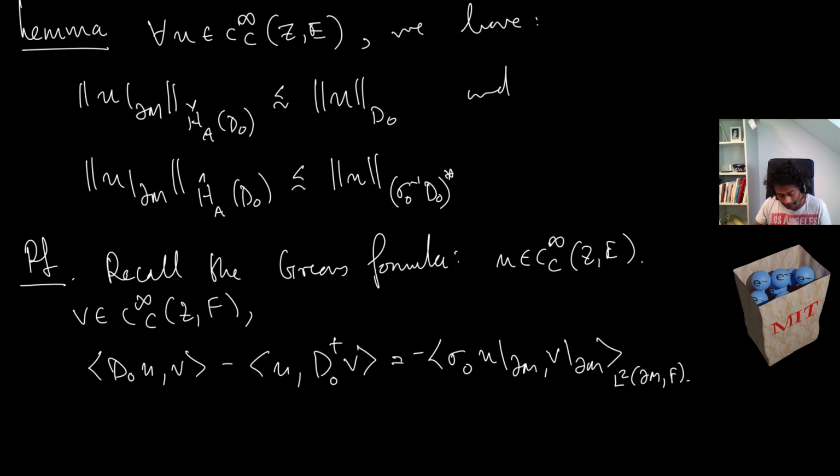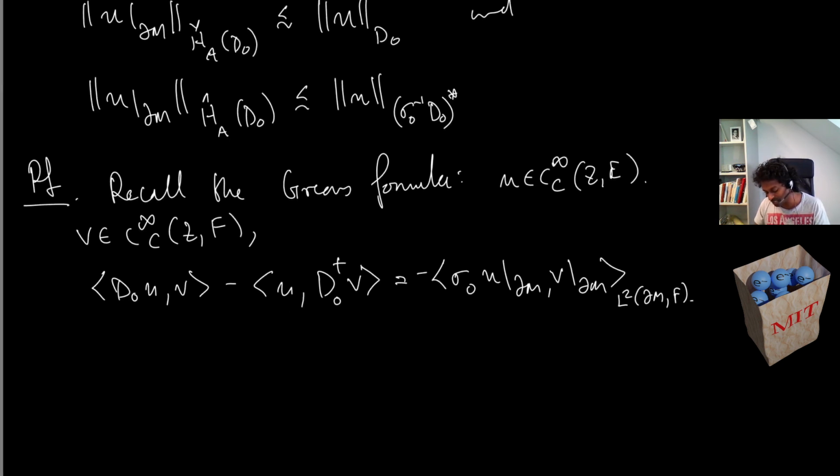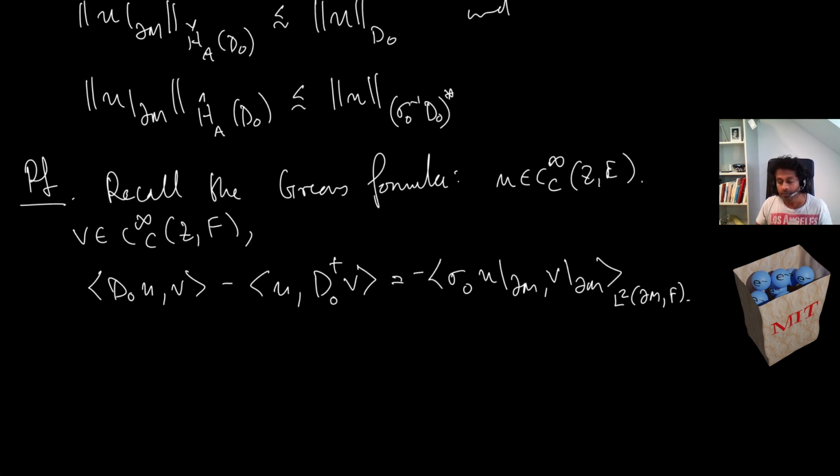Unfortunately, I sort of skipped over this at earlier stages, but I guess it's not so hard to believe that we have such a Green's formula, right? And you can see now that if we take compactly supported smooth sections on the interior, the right-hand term is 0.